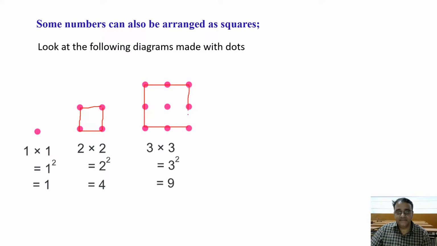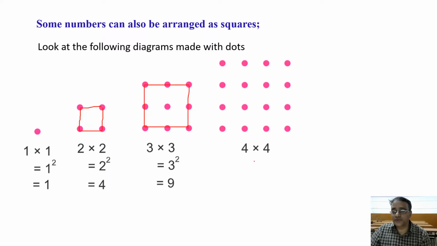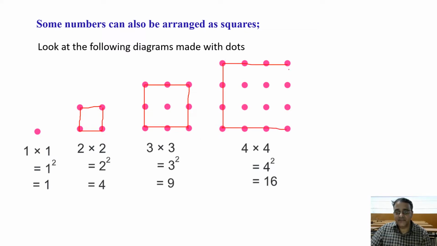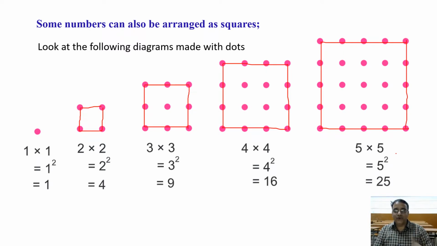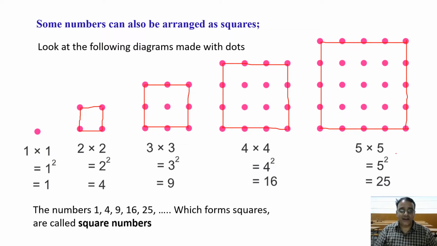So this is a square, and 4 into 4, that is 4 square, 16. 16 also we can arrange in a square. So we are getting a square. Like that 5 square, 5 into 5, 25. 25 also we can arrange as a square. See, we are getting a square. 25 dots are there. Right. So numbers 1, 4, 9, 16, 25 which form squares are called square numbers.